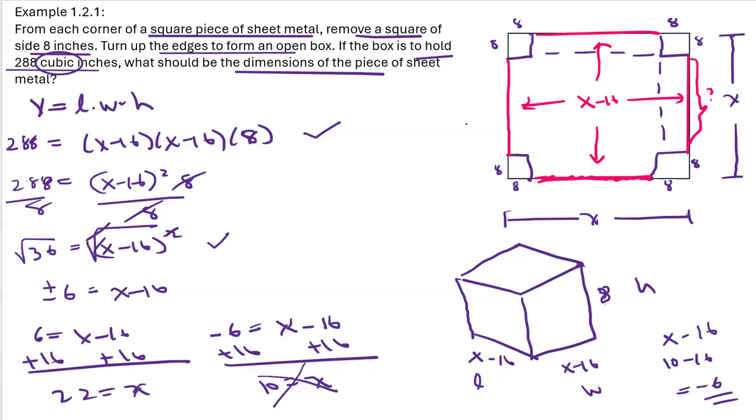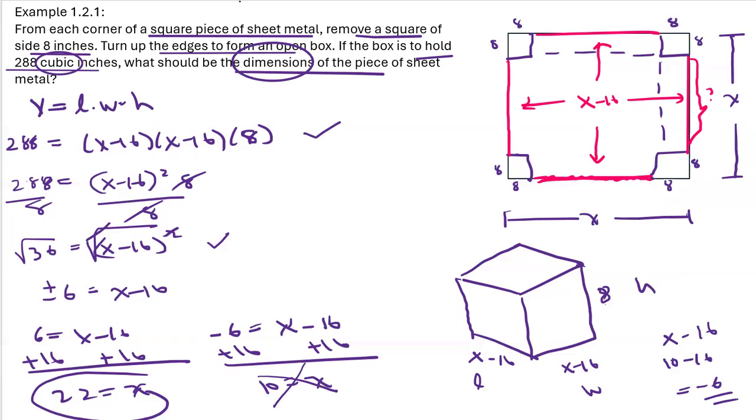All right, so we can't have that. So in this case, we have only one solution, which is 22. Again, what are we trying to figure out? We're trying to figure out what the dimensions are, right? What are the dimensions of the sheet of metal? So that's what we're looking for.